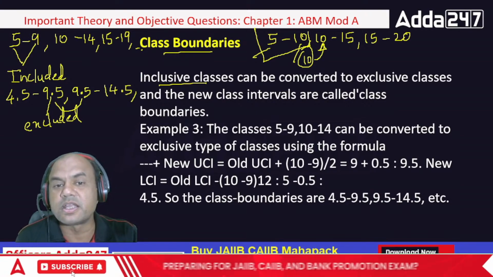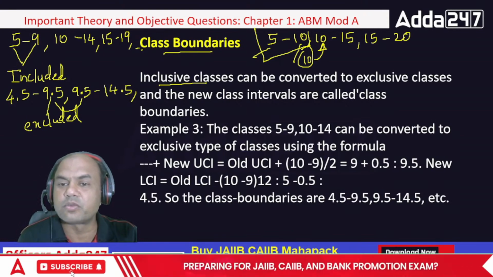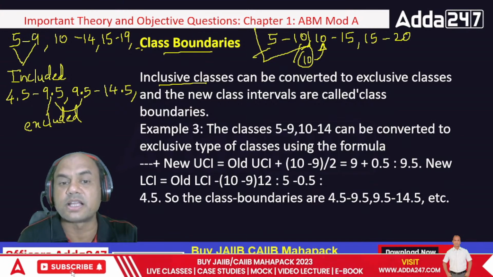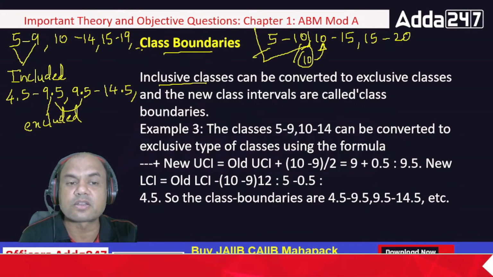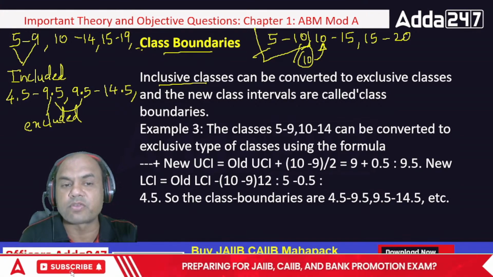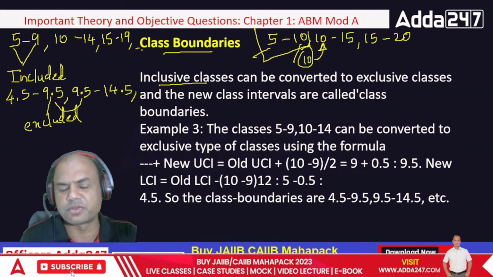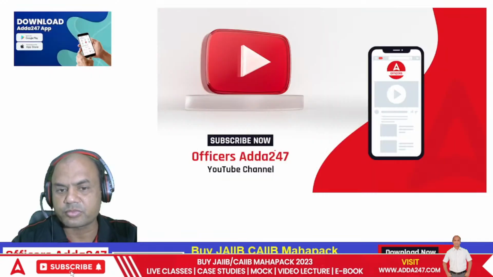So what is mentioned? Inclusive classes can be converted to exclusive classes, and the new class intervals are called class boundaries. So these are known as class boundaries, 9.5, 14.5. This is the same example given over here.